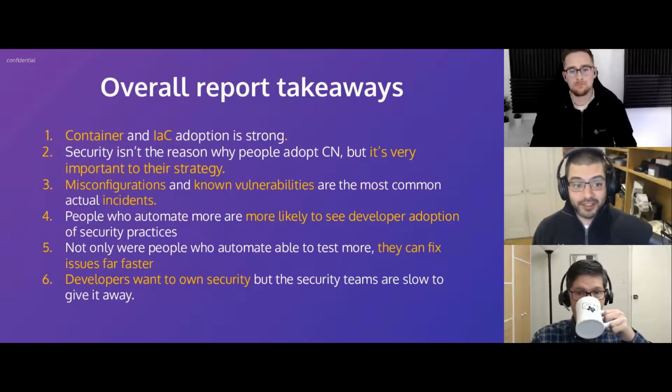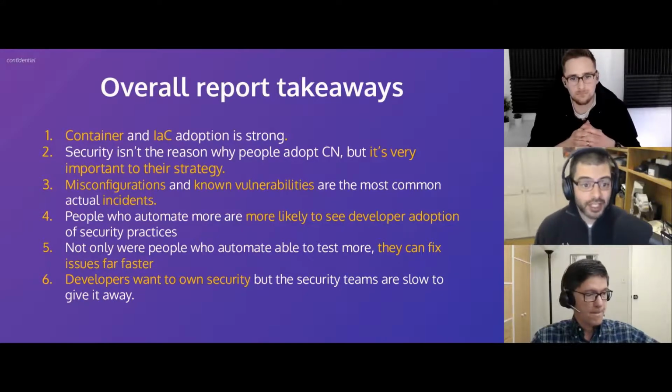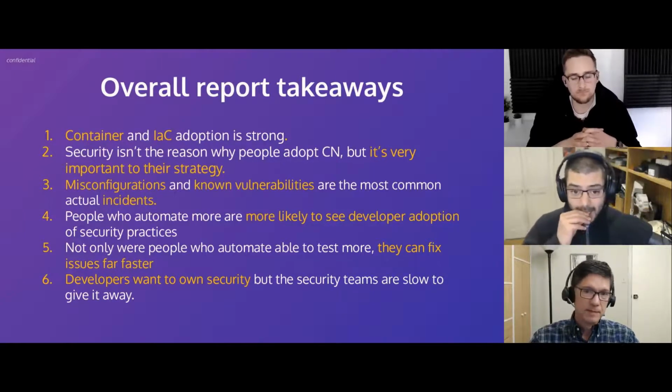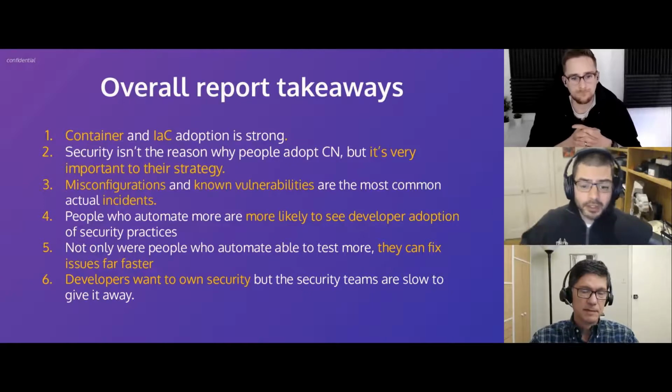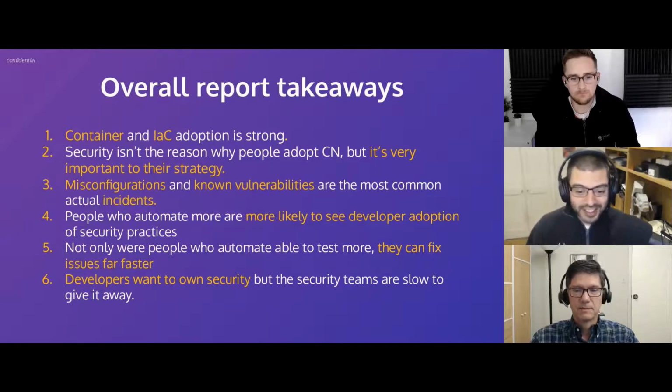That cloud adoption security is strong, and I expect it's going to continue to get stronger over time. Misconfigurations and known vulnerabilities are the most common, both incidents and concerns. And I think there's a real correlation between automation and the ability to actually have visibility into issues, but also fix those issues.